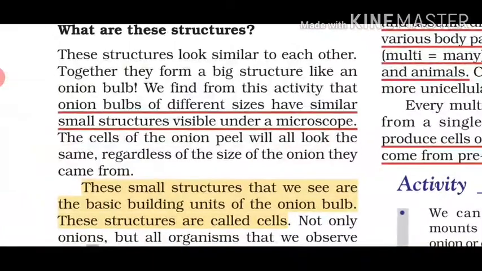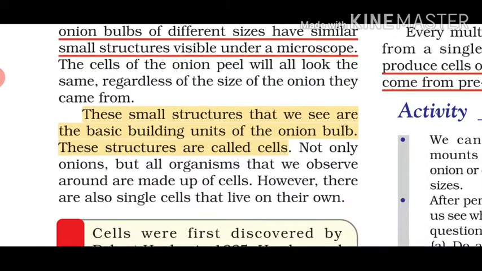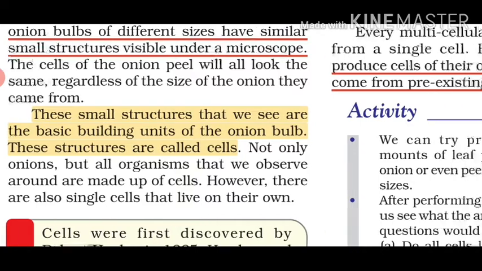These small structures that we see are the basic building units of the onion bulb and these structures are called cells. Not only onions but all other organisms that we observe are made up of cells, and some organisms are made up of only a single cell that lives on its own.